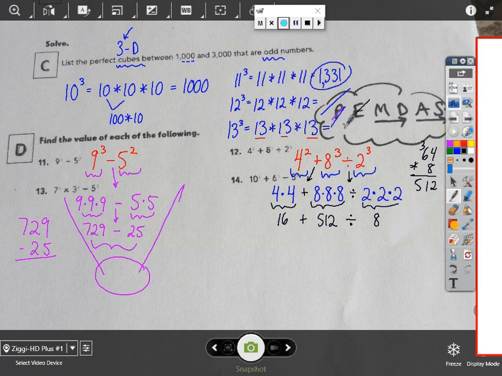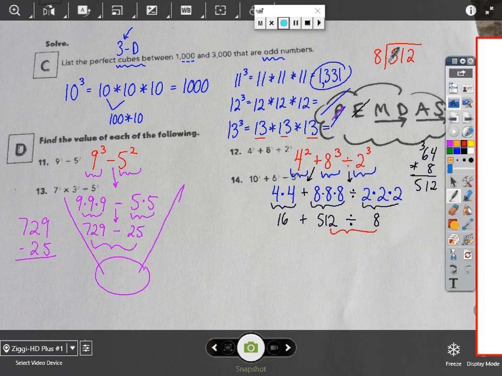Next, I need to look for multiplication or division. Remember, whichever one happens first in the problem gets done first in the problem. And I do not have any multiplication, but I do have division sitting right here. Here's where we'll find out if my cubes and my squares were right. We're going to find out if 512 really divides by 8 nicely. And I hope it does.